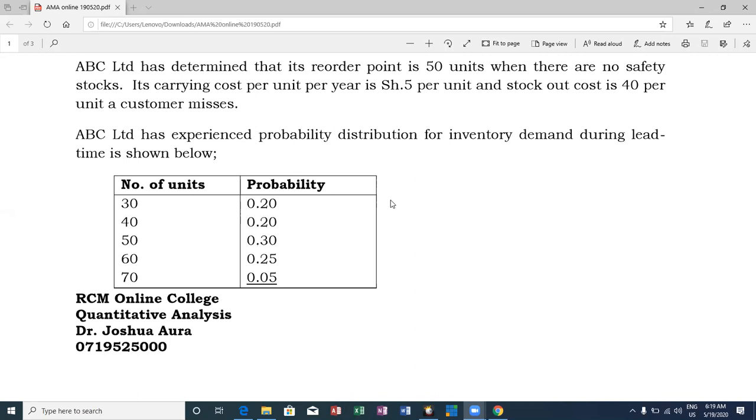So number one, I need the current ROP. Number two, I need the DDLT, demand during lead time. If you read the second paragraph there, they told us ABC Limited has experienced probability distribution of inventory demand during lead time, what we are calling the DDLT. Now, from there, the third step will be for me to develop what we call the ROP schedule.